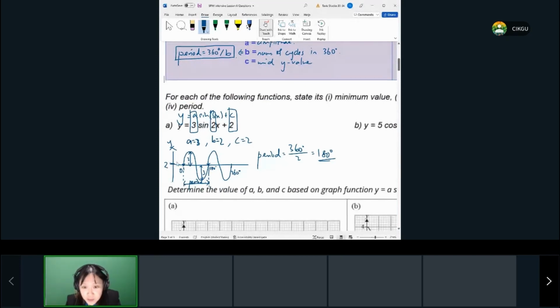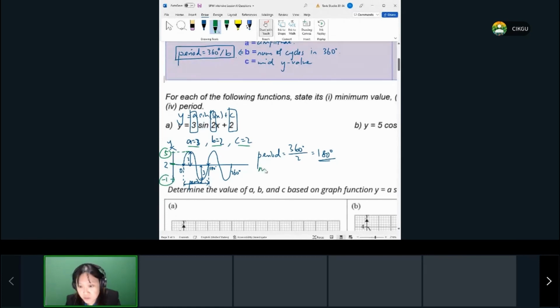So if I want to find the maximum value, let me change color. The maximum value of the graph is right here, right? So from 2, the amplitude is 3. So 2 plus 3, 5. That's my maximum value. So actually, with the values of A, B, and C, if you understood what each of them means, you can sketch out the graph very quickly, very easy. Then minimum value: 2 is the middle value, you want to go down by 3 because the amplitude is 3. So 2 minus 3, you will get -1. This is my minimum value.